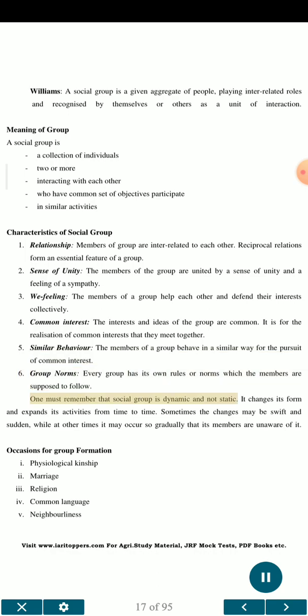One must remember that social group is dynamic and not static. It changes its form and expands its activities from time to time. Sometimes the changes may be swift and sudden, while at other times it may occur so gradually that its members are unaware of it. Occasions for group formation.